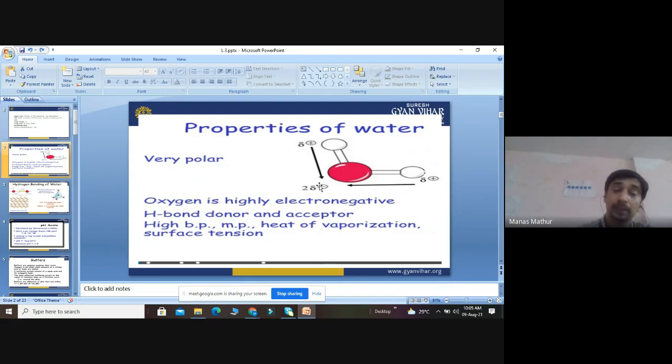It has hydrogen bond donors and acceptors. It has a high boiling point, high melting point, and high heat of vaporization. It has high surface tension, so that it can assume any kind of shape. Okay, we can come to the next slide.